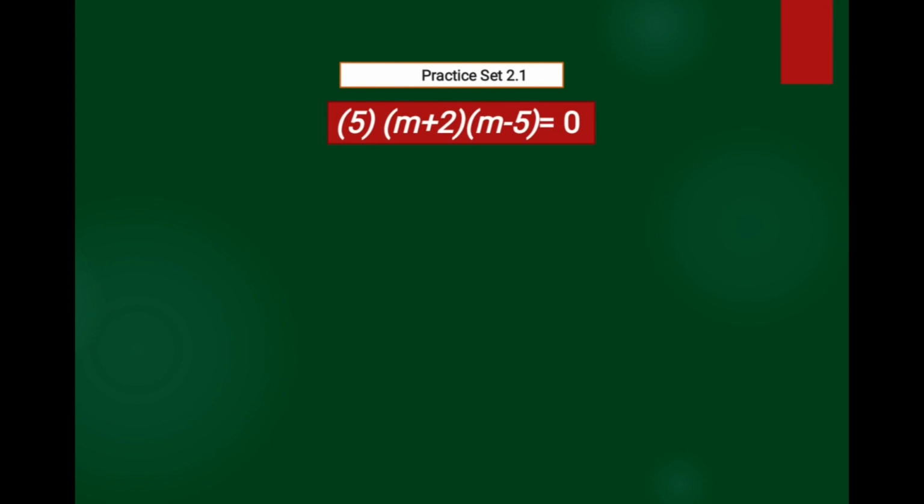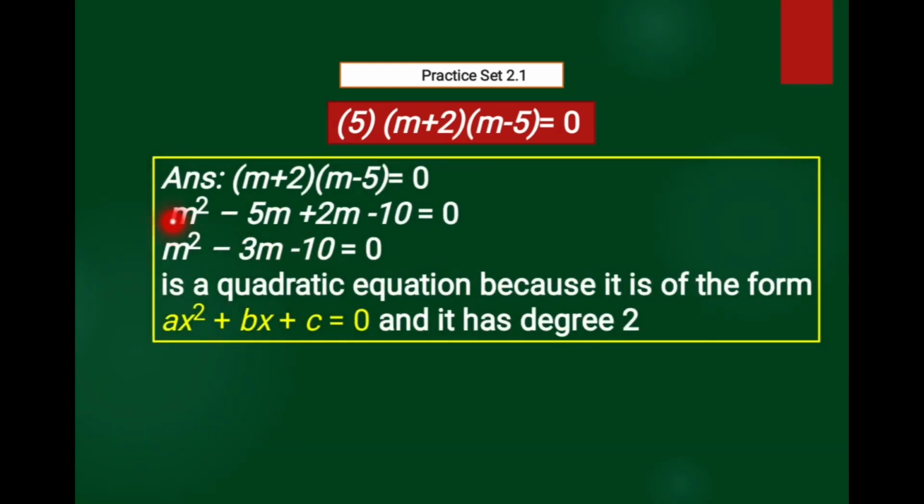Now see fifth example. Here two brackets are given, so we have to multiply both the brackets. So we get here m into m square, m into minus 5m, 2 into m is 2m, 2 into minus 5 is minus 10. So after adding minus 5m plus 2m we get minus 3m.